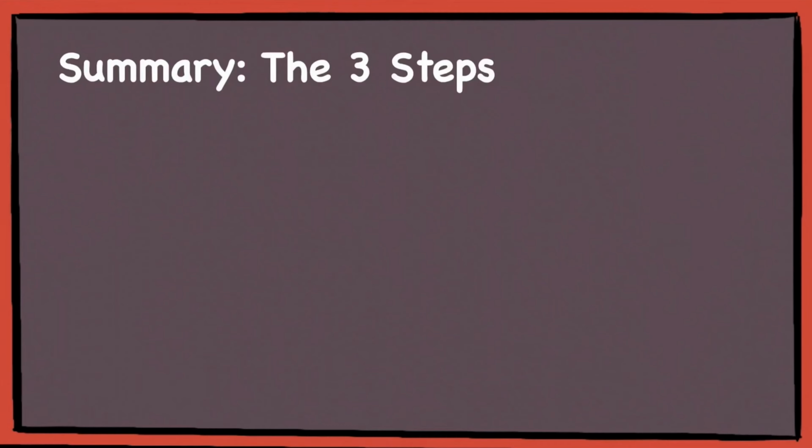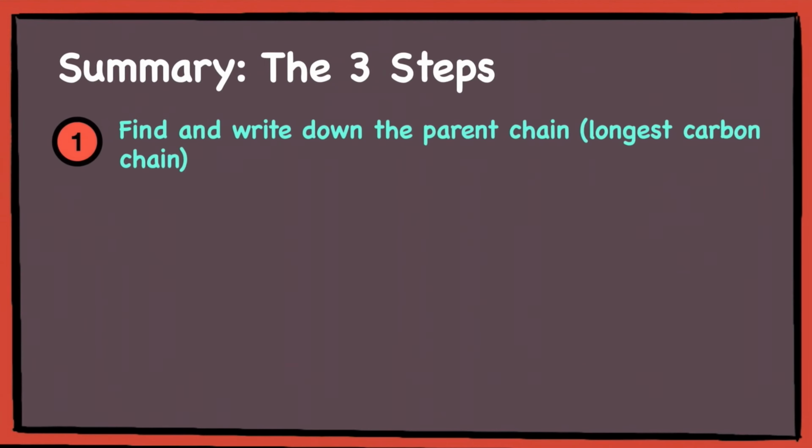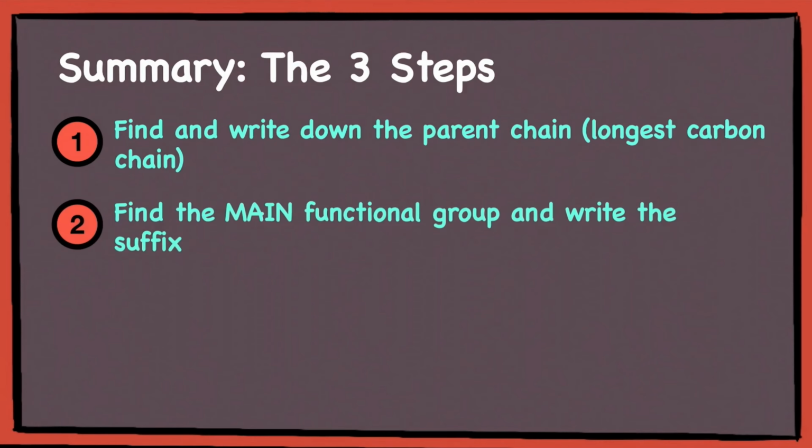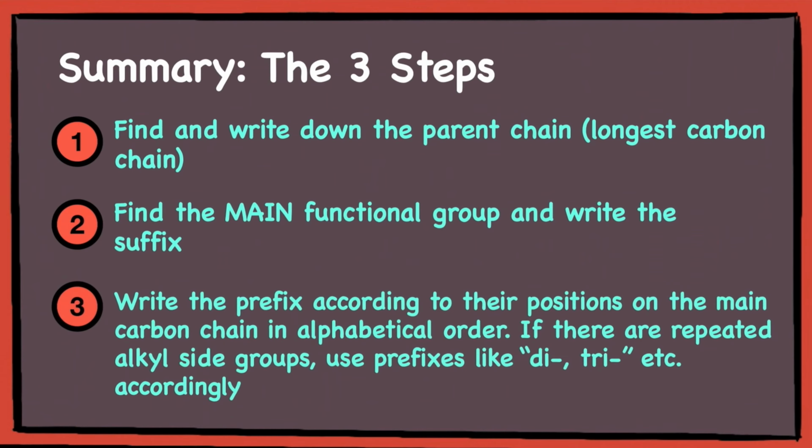To sum up, when naming an organic compound, step 1, find and write down the parent chain. Step 2, find the main functional group and write down the suffix. Step 3, write the prefix according to the positions on the main carbon chain in alphabetical order. If there are repeated alkyl side groups, use prefixes like di, tri, etc. accordingly. With this, we are ready to go on to apply these 3 steps to name all the different types of organic compounds in our A-level syllabus.